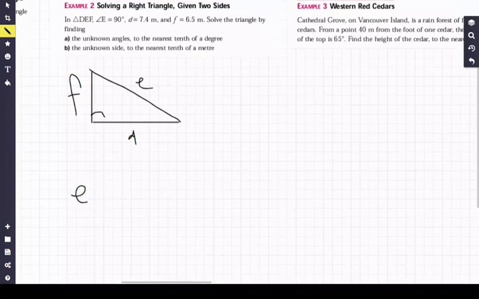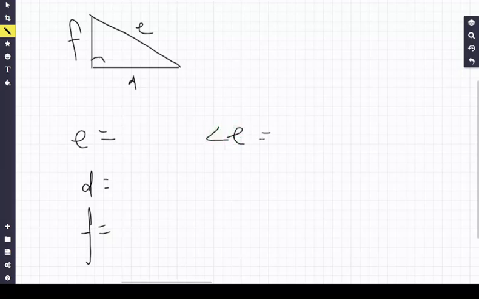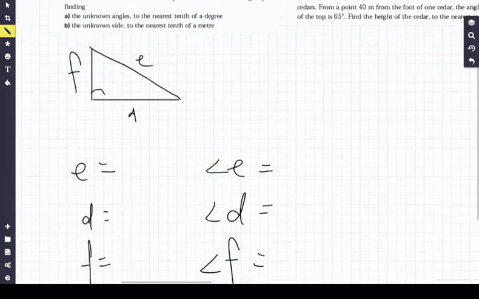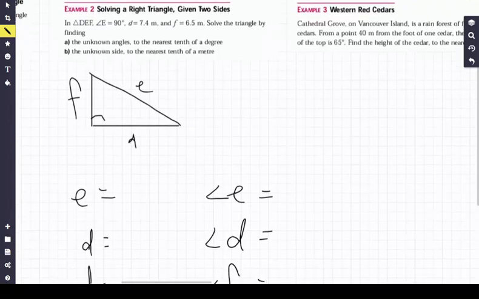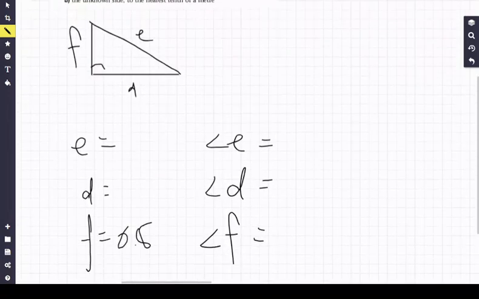So now let's go ahead and do this. E, D, F, angle E, go D, go F. Right? So now, our E, which was given above, oh wait, no, it's not given above. F is given above, 6.5, and so is D. Right away, we can do Pythagoras theorem.